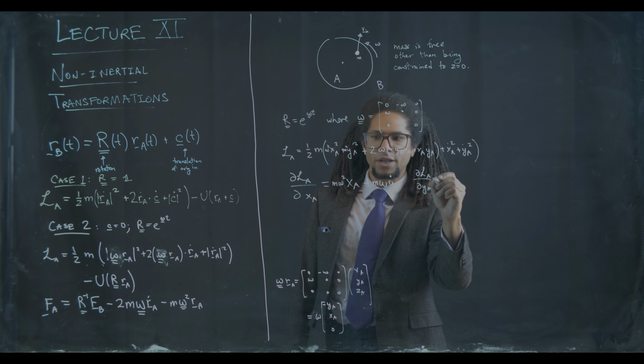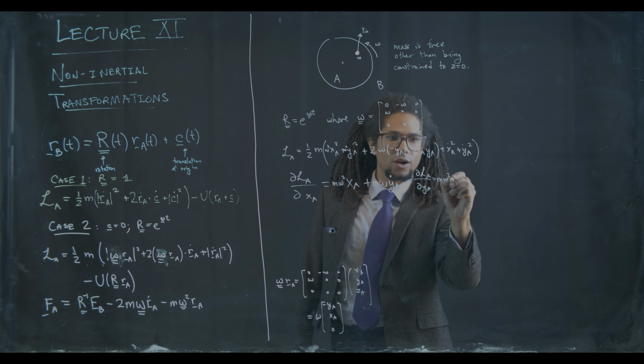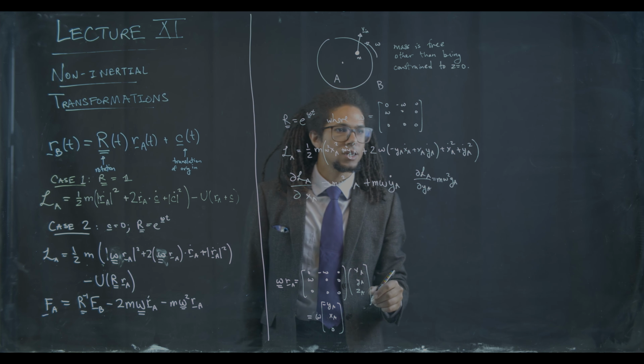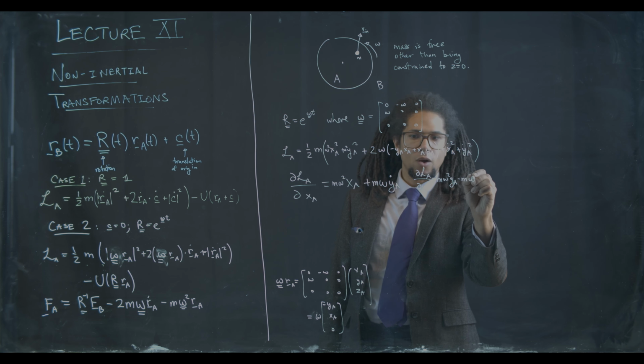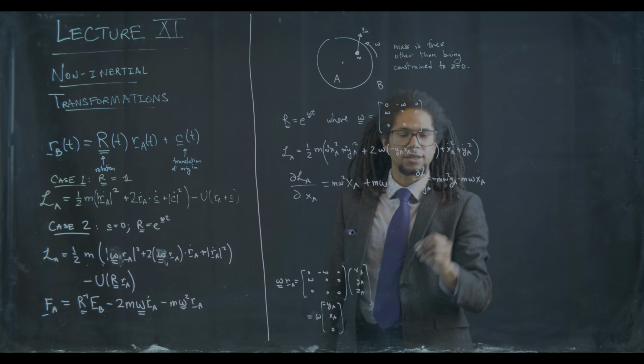Now for ya, I get something pretty similar, m omega squared ya. And then here I get a minus sign, so it'll be minus m omega xa dot. Good.